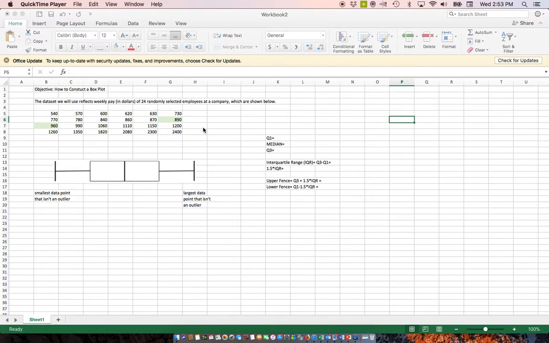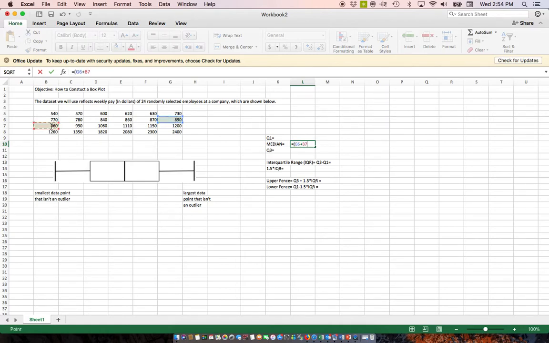In order to construct a box plot, step 1 is to find the median. When you have 24 data points, the median is the 12th position in the array and the 13th position in the array added together and divided by 2. So basically we're going to find the average of this number, and let me start with the parentheses, 890 plus 960 divided by 2, and that's 925.